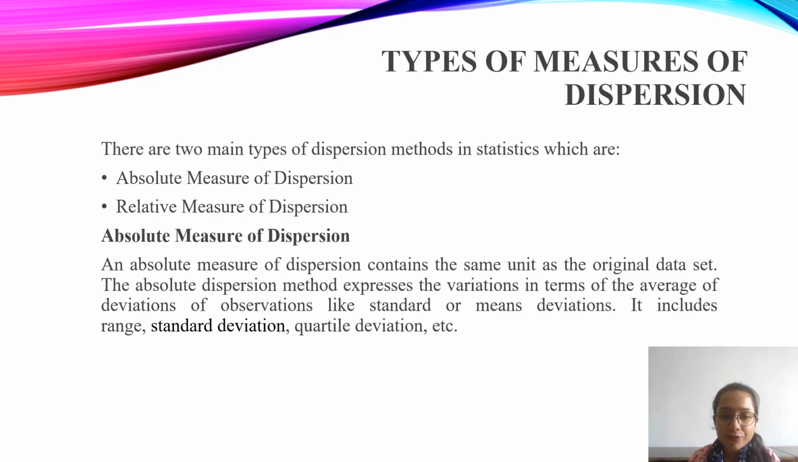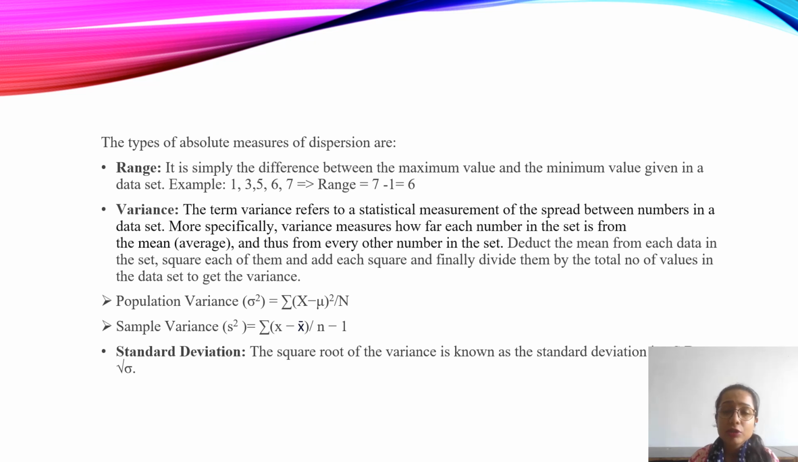Now, there are two types of measure of dispersion. First is the absolute measure of dispersion, second is the relative measure of dispersion. First, absolute: in this, the measure of dispersion has the same unit as the original data set. The absolute dispersion method expresses the variation in terms of the average of deviations of observations, like standard or mean deviation. It includes range, standard deviation, quartile deviation, etc. Now, there are various types of absolute measure of dispersion. Let's start. First is range.